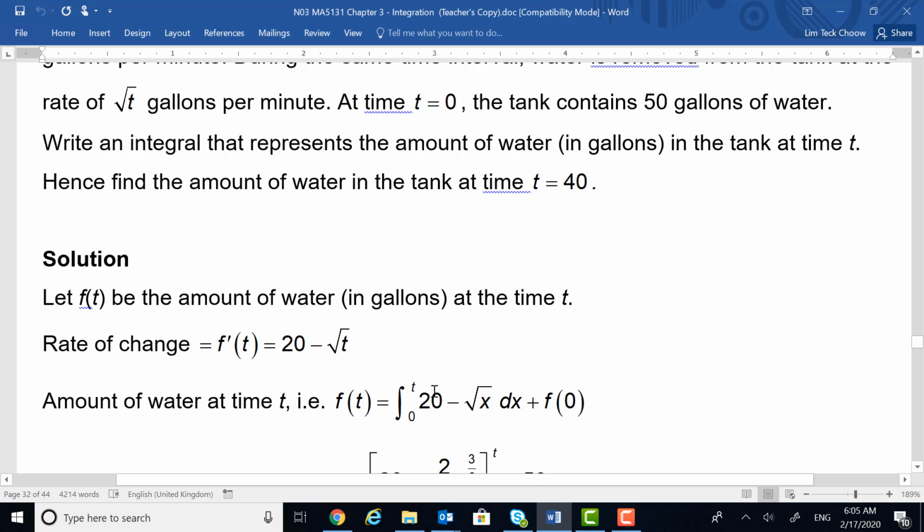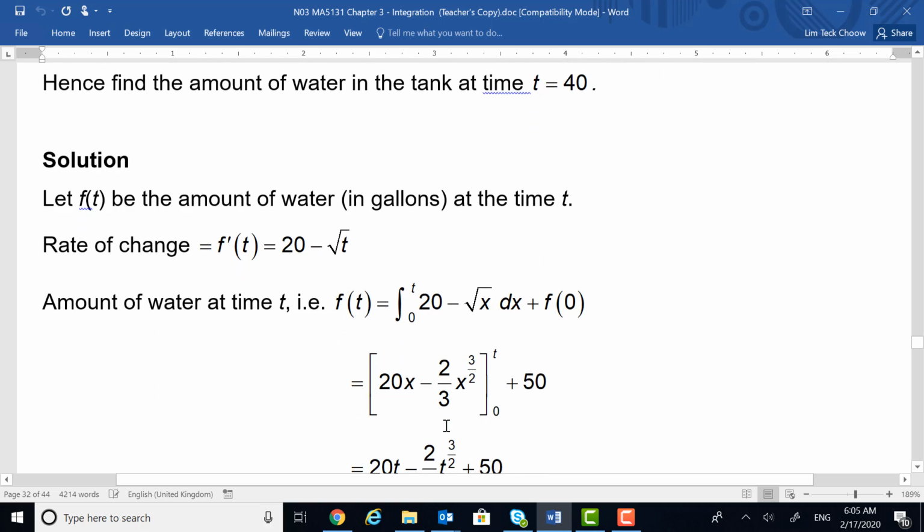you want to realize that for the integrand inside, I don't use t, I rename it as x. Anyway, these are dummy variables, so it's okay. But it's important for you to rename as x instead of t, because you don't want to confuse it with this t, which is a fixed unknown, with this x. So it's important for you to rewrite this as 20 minus root x.